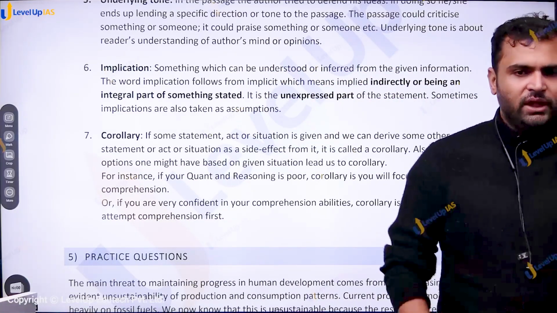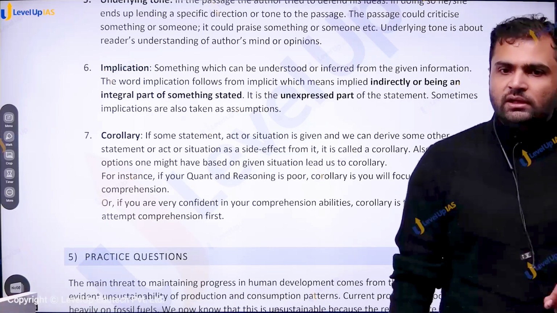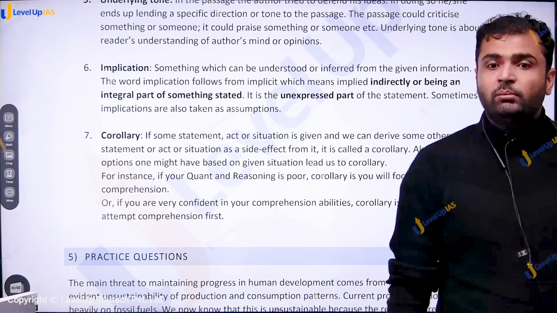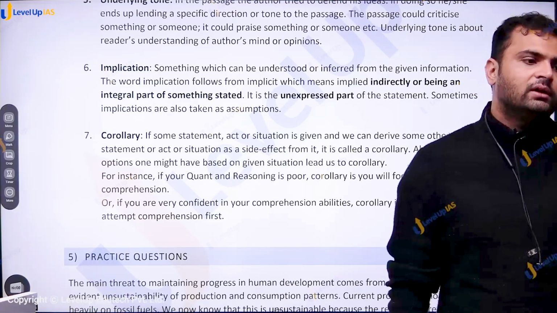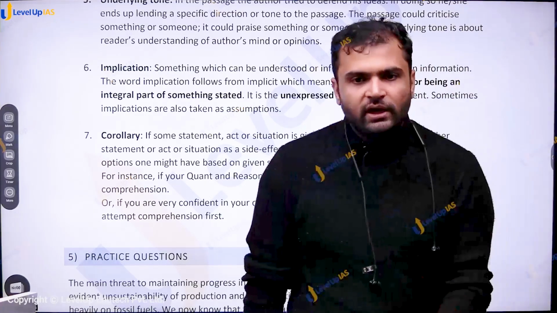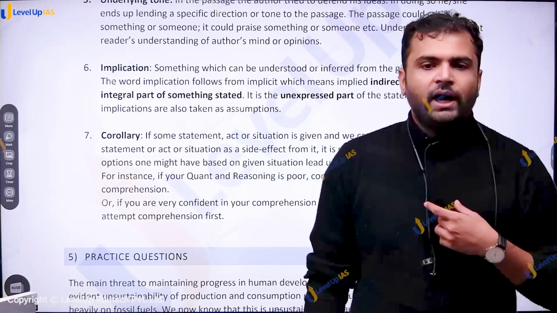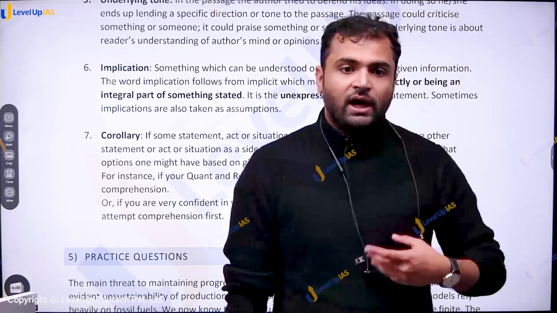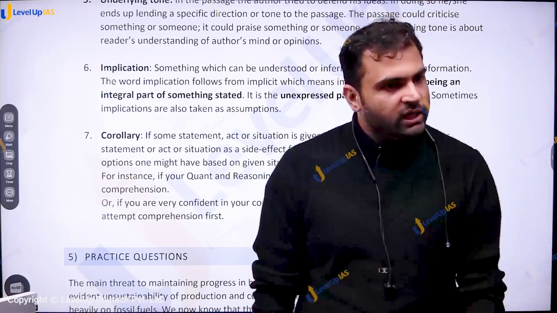What would be the main thing that we have to take out? Assumption is something that is implicitly said. It may not be directly stated, but author has already assumed it, taken it for granted. Then what is inference? Inference is something that I as a reader can take out from the passage, and there can be multiple such things. There can be multiple inferences.